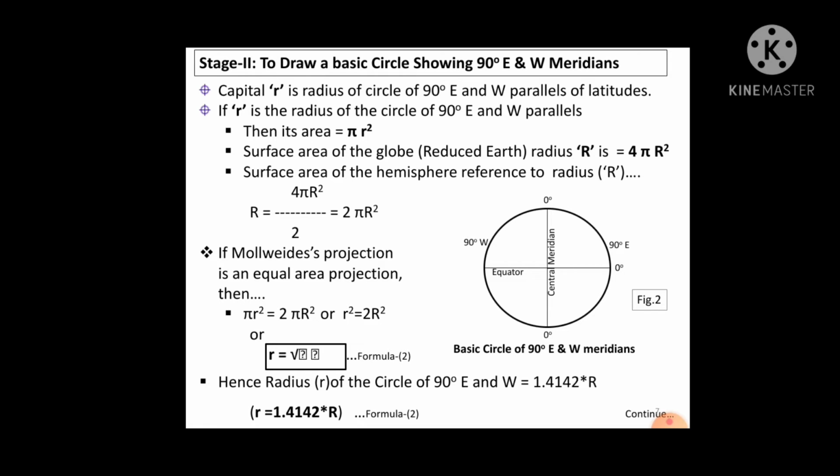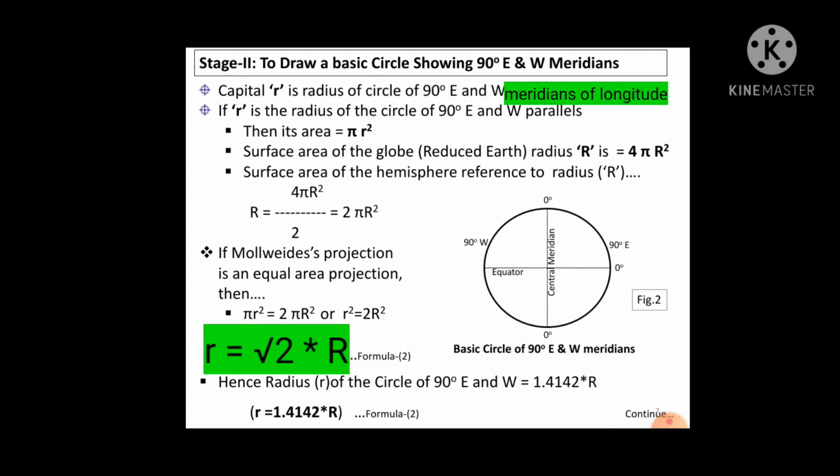In this projection, as we talked about in the other projections, like a basic diagram, in this projection we can say the basic circle is the initial stage to develop the projection. So in the second stage, you have to work on how to draw the basic circle, which shows the 90° east and 90° west meridians. For that, you have to find out the small r. Now the small r is nothing but the radius of the circle of 90° east and 90° west.